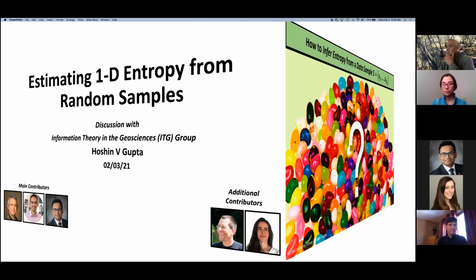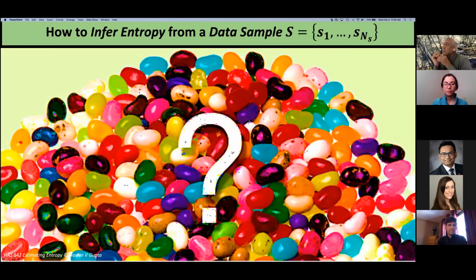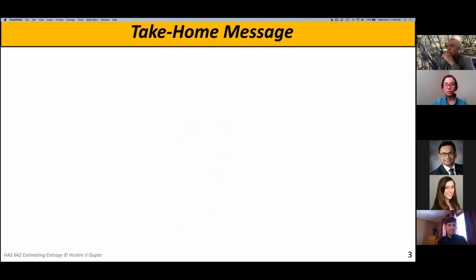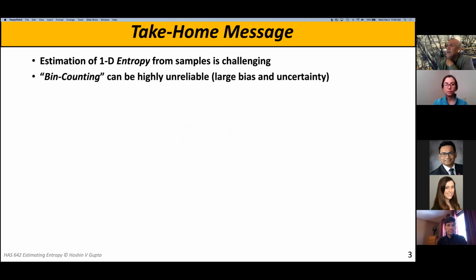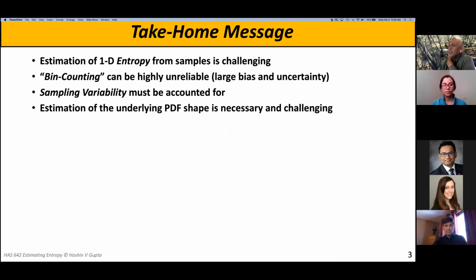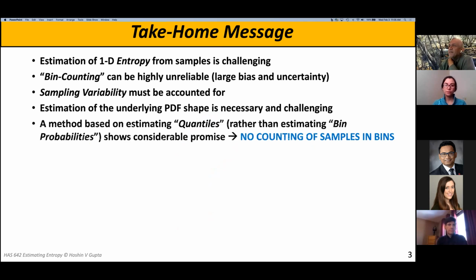Okay. So the problem is how to infer entropy from a random sample. And here's the take-home message. Estimation of one-dimensional entropy from samples is challenging. I think we all know that. Bin counting can be highly unreliable, has large bias and uncertainty. You may not know that. I'll try to show you that and why. Sampling variability has to be accounted for. The main problem is estimating the underlying PDF shape. It's necessary, but it's also challenging.